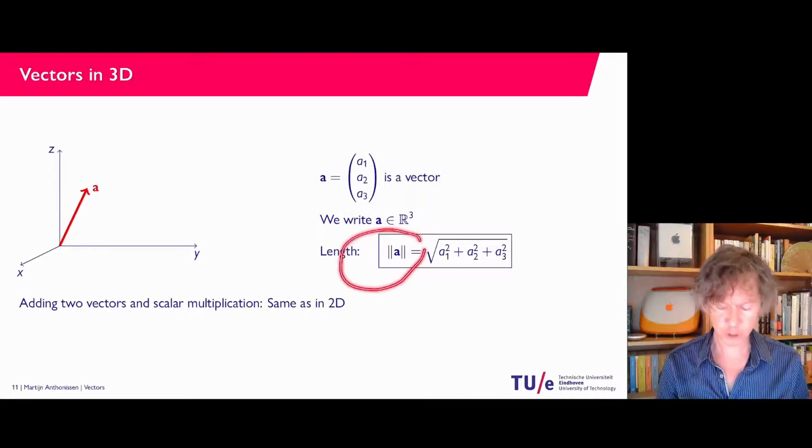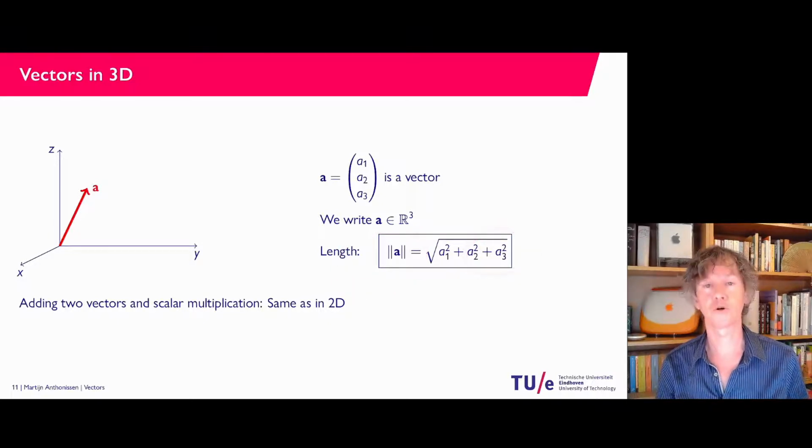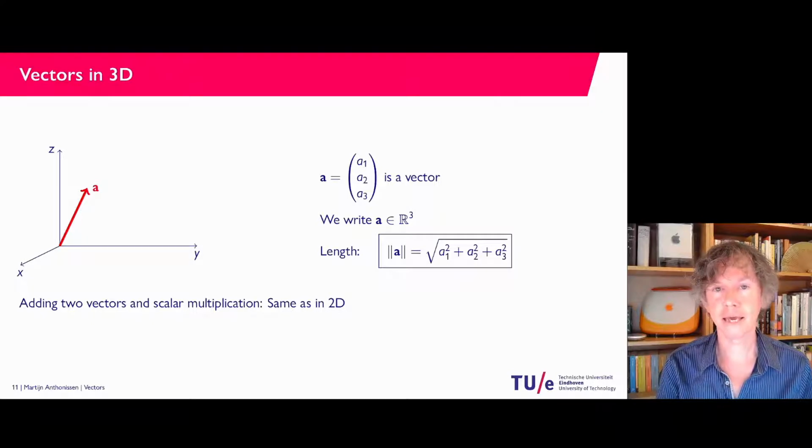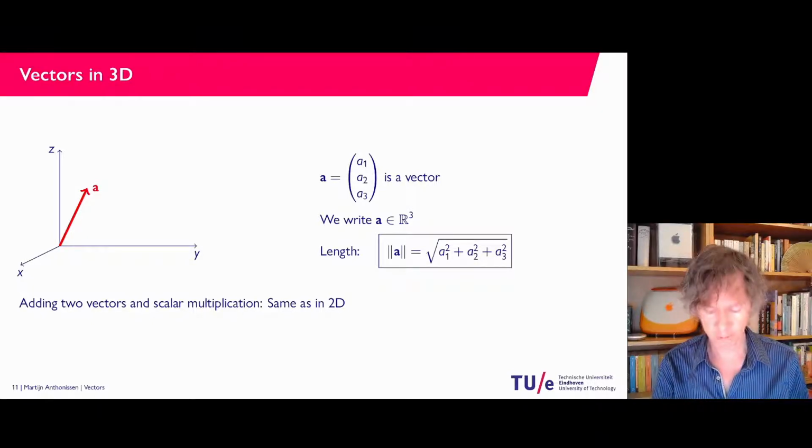The length, we use the same notation, but you see that there is now an additional A3 squared under the square root sign. Adding them, same as in 2D. Scalar multiplication, multiplying A with some number C, goes the same as in 2D.